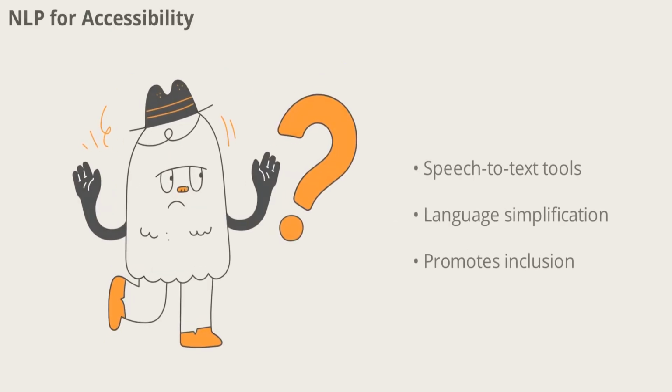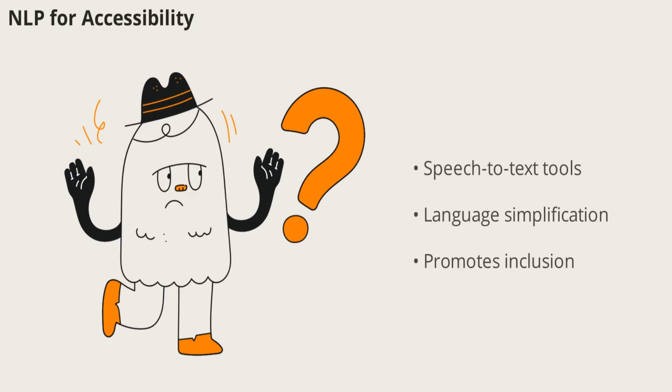NLP is making technology more accessible for people with disabilities. Speech-to-text, text-to-speech, and language simplification tools help users communicate and access information more easily. These innovations are breaking down barriers and promoting digital inclusion.